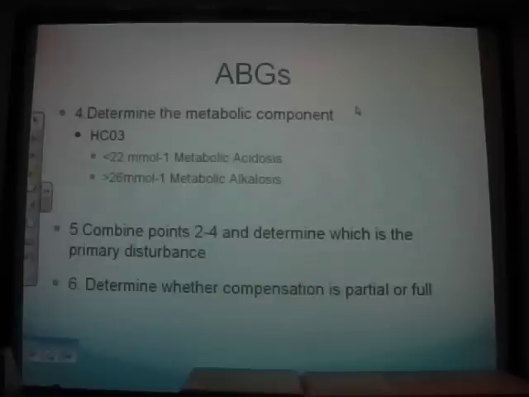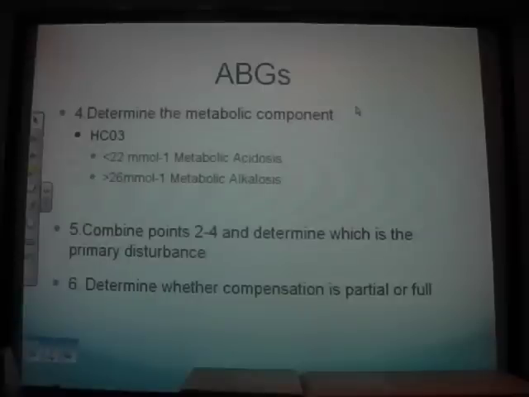Because I think the main confusion is you look at the pH and then you look at the carbon dioxide and then the bicarbonate, and they're all deranged, and you think, crap, I don't really know what to do. But it's all about pattern recognition, so you want to see which one's more deranged, in the clinical context of the patient as well.